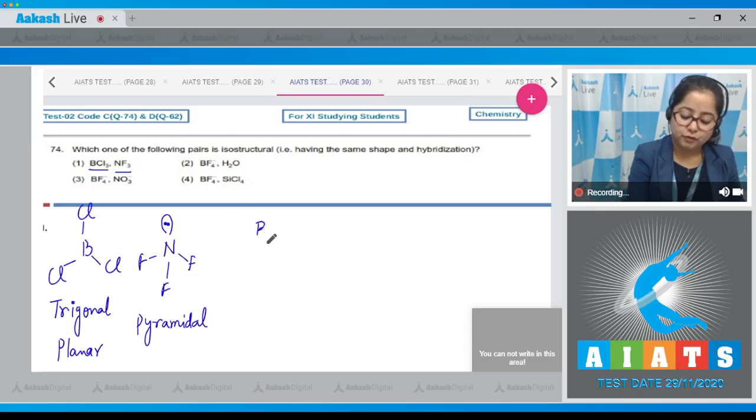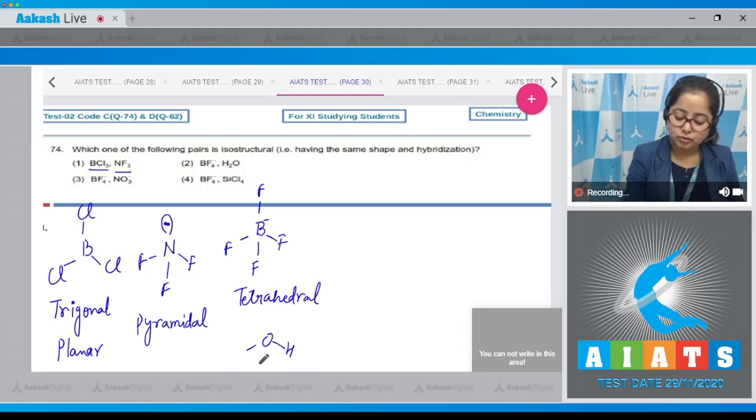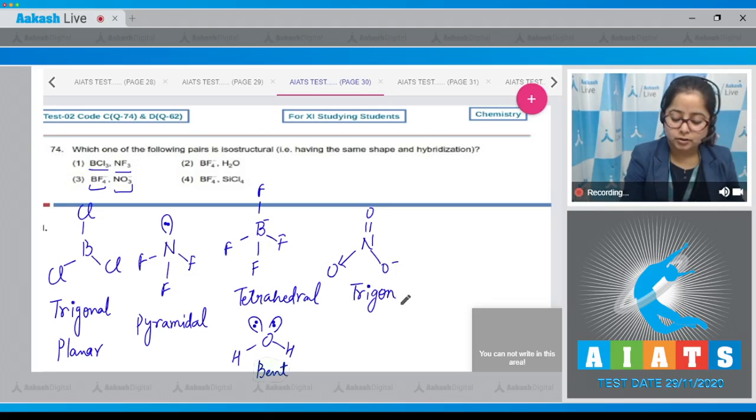Moving to next, BF4 minus. Students, here it is tetrahedral. And H2O: oxygen has 2 lone pairs and two bond pairs and the shape is bent. Moving to next, BF4 minus, we have already discussed. NO3 minus, the shape is trigonal planar, and BF4 minus is tetrahedral.